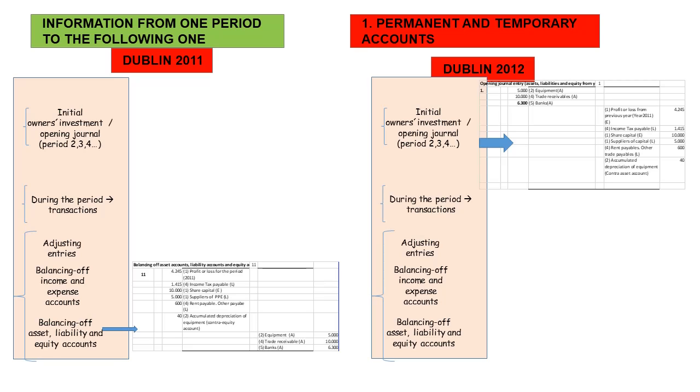In the last journal entry of Dublin 2011, we can see that we have the balances of assets, liability, and equity accounts. And in the opening journal of Dublin 2012, we have the same accounts on the opposite side. That is only equity, liability, and asset accounts.